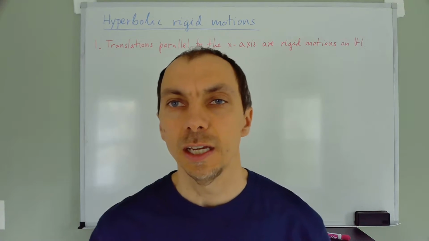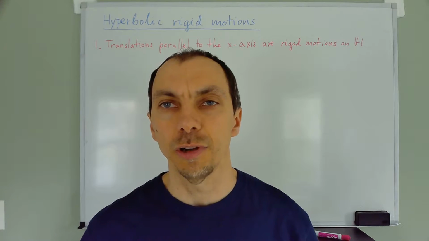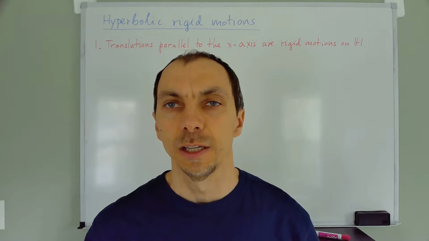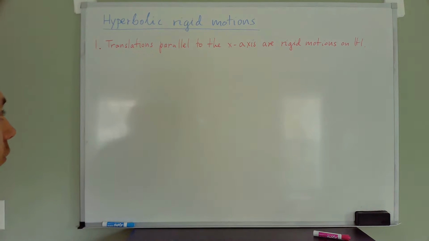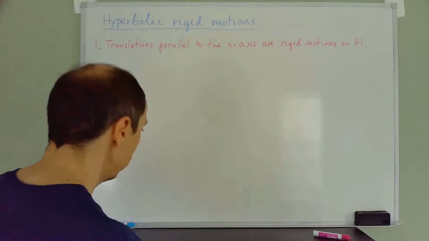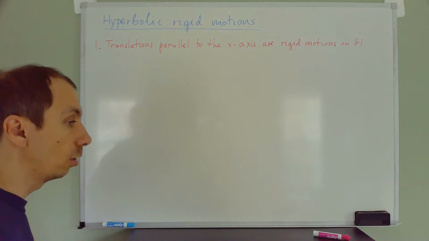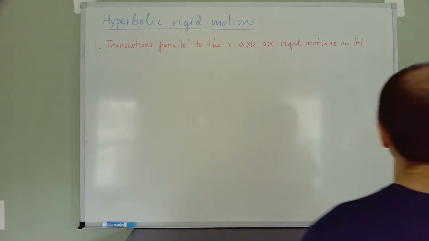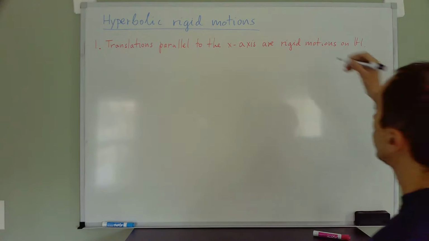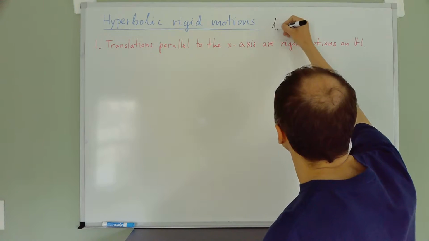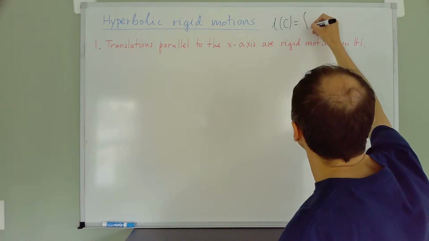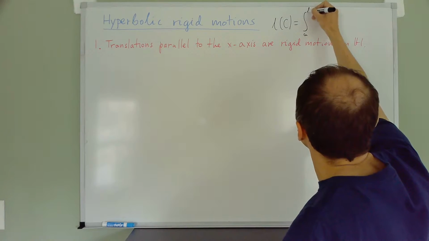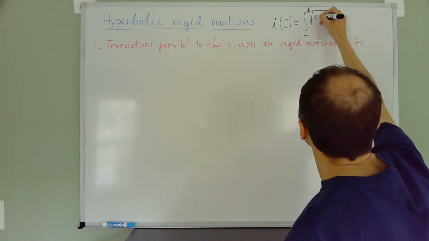So today we're going to discuss a few transformations of the hyperbolic plane that actually are rigid motions. The first one, and perhaps the simplest one, is a translation parallel to the x-axis. Crucial for all this will be remembering the formula for the length of a curve on the hyperbolic plane, which is given by this formula.